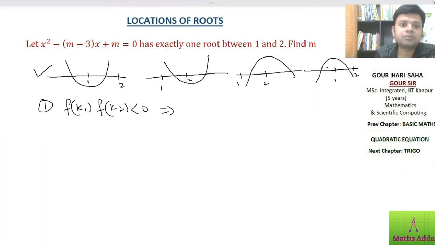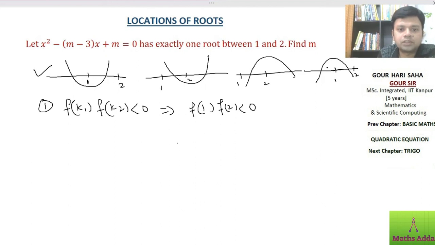Now what is the first number? k1 is 1. So f(1) and k2 is 2. f(2) is less than 0. Luckily k1 is 1, that's why I am writing 1 here. k2 is 2, that's why I am writing 2. If k2 can be 10, then I will write here f(10). Okay. Now f(1) is what?